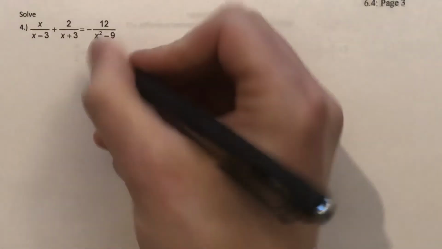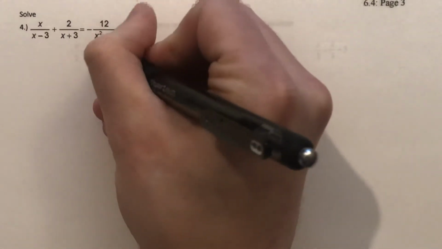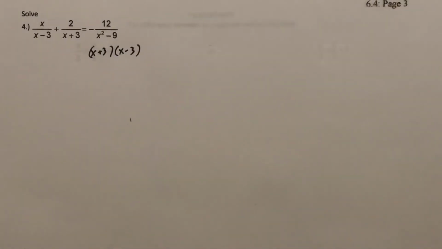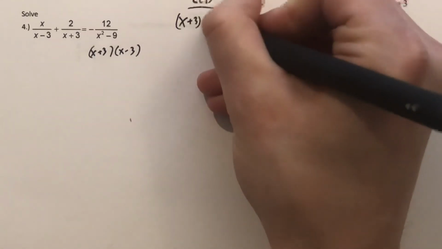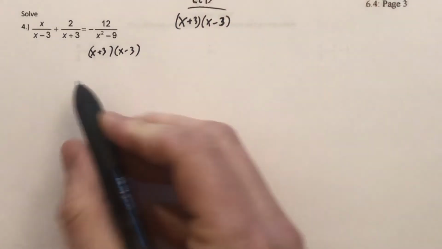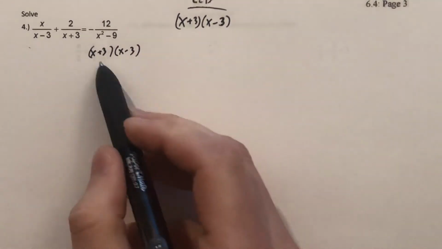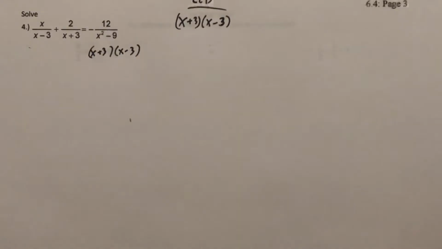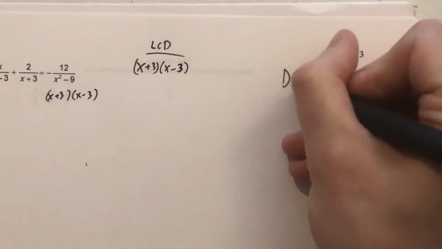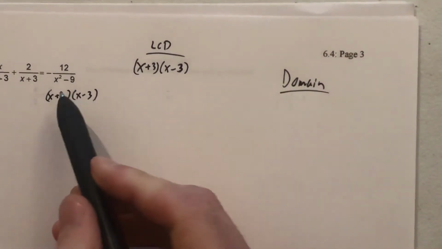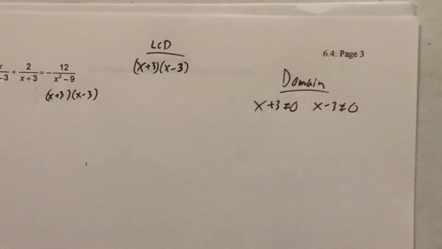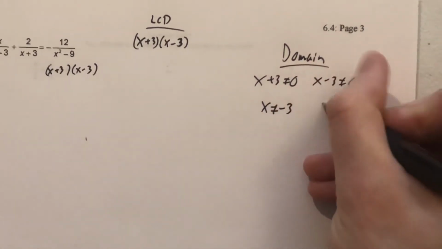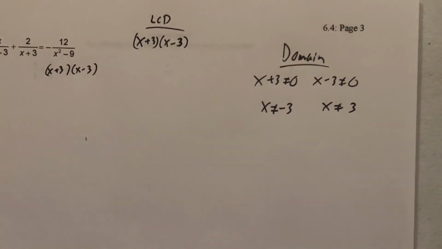Okay, and one more. Can we factor? That's a difference of squares. The factors are x plus 3, x minus 3. So it looks like our LCD is, again, just a combination of those two factors. That is, I'll say, a coincidence. It is just not always going to be this way. Always look at the factors that make up your denominators and figure out whatever combination is required there. But also for the domain, the only things that involve x are those two factors. So x plus 3 can't be 0, and x minus 3 can't be 0. So x can't equal negative 3, and x cannot equal positive 3.